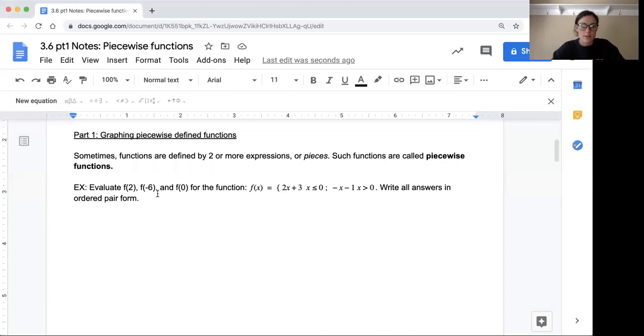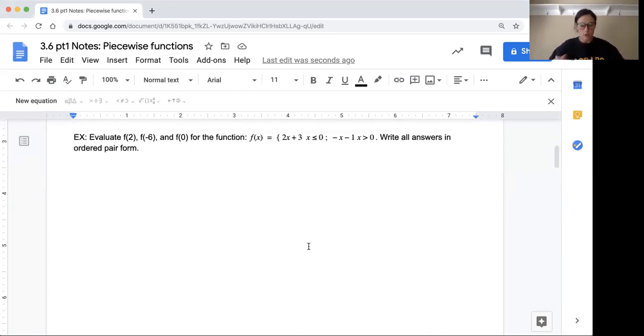Sometimes functions are defined by 2 or more expressions or pieces. Such functions are called piecewise functions. So if we look at our first example, it says evaluate f of 2, f of negative 6, and f of 0 for the function f of x equals 2x plus 3 for x is less than or equal to 0, and negative x minus 1 for x is greater than 0. Write all answers in ordered pair form.